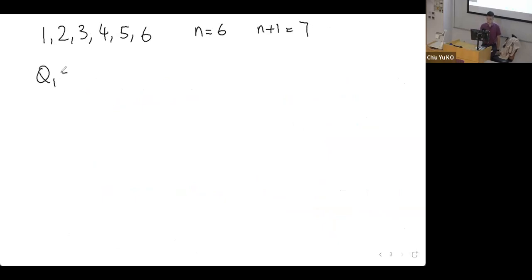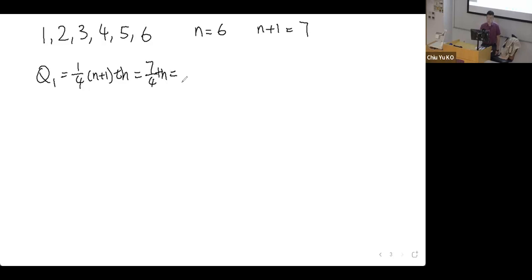Let us repeat the same or a similar question, but instead we have 6 numbers. First we have to look at what n is here. n is 6, and n plus 1 is 7. And Q1 is what? Q1 is 1/4 (n plus 1) theta. And we have 7/4.